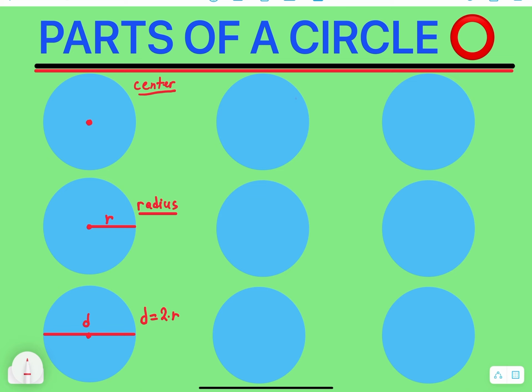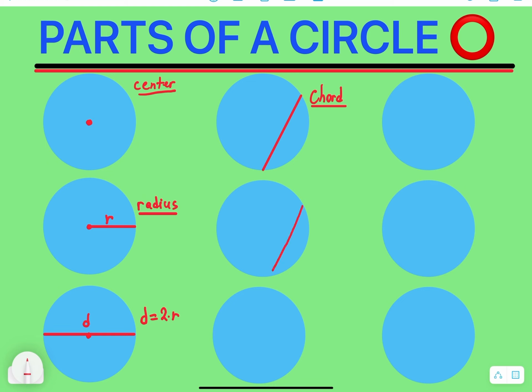Next one is if we have a line from side to side of the circle, but it doesn't pass through the center of the circle, we call this chord. Important to memorize.